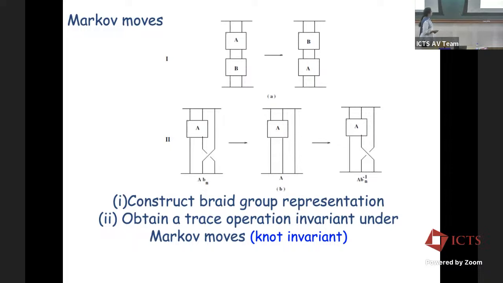So what do we have to do? If I want to construct an algebraic invariant for a knot, I can try to take the braid group representation and find an invariant in such a way that if I do Markov move 1 or 2, that invariant should not change. Is that right? Then you call it a knot invariant.